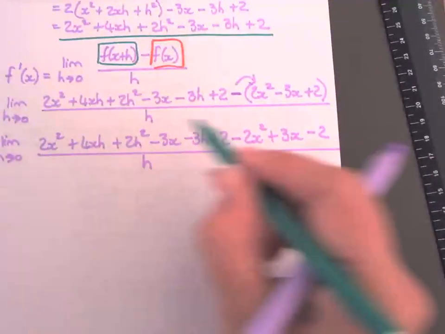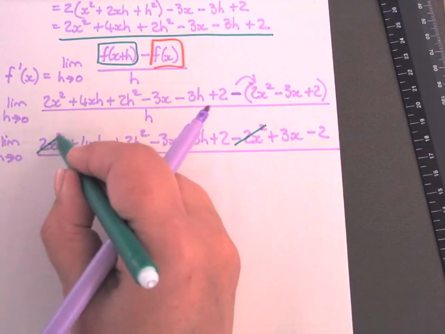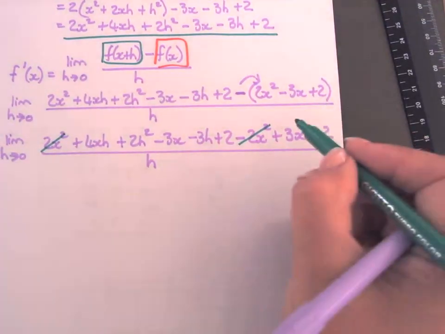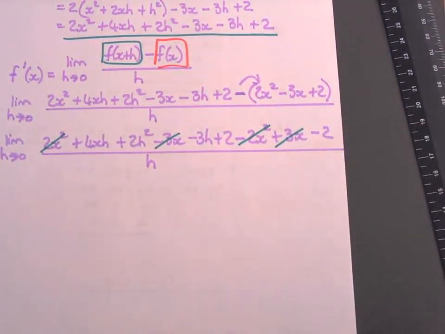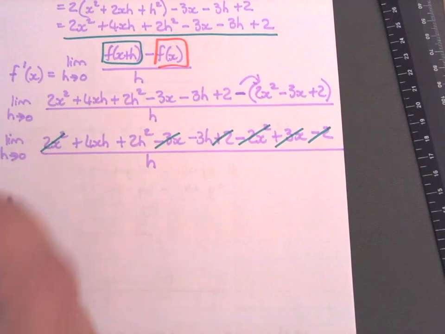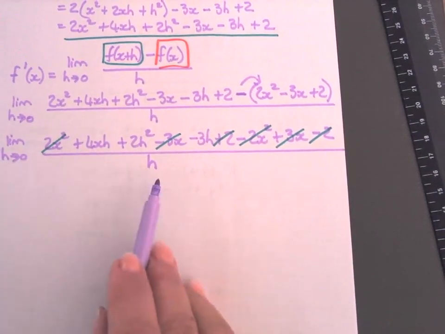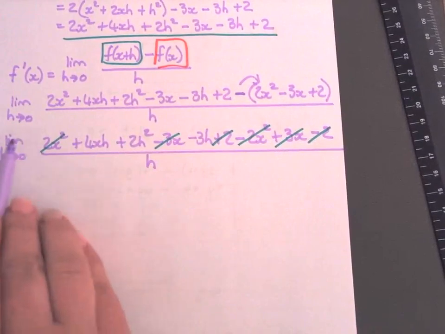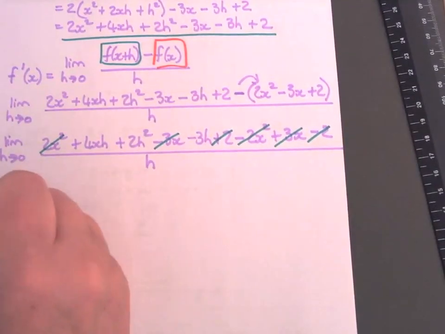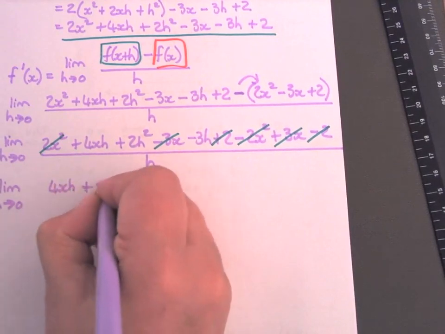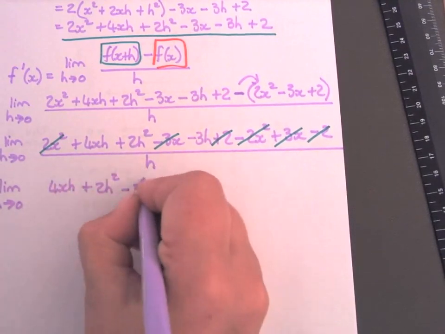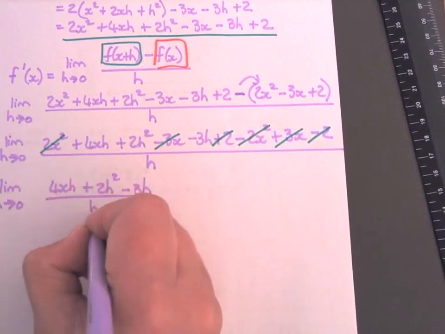Now the like terms. There's a 2x squared minus 2x squared. That makes 0. There's a minus 3x plus 3x. It makes 0. Plus 2 minus 2 makes 0. So what's left is written down. Am I going to substitute 0 into h? No. So you still need to write the notation. 4xh plus 2h squared minus 3h over h.